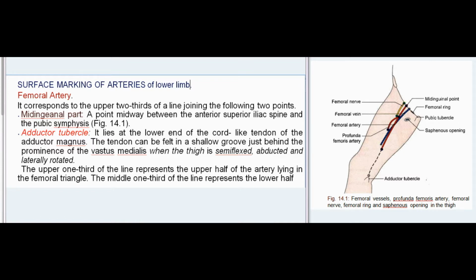Adductor tubercle. It lies at the lower end of the cord-like tendon of the adductor magnus. The tendon can be felt in a shallow groove just behind the prominence of the vastus medialis when the thigh is semiflexed, abducted, and laterally rotated.